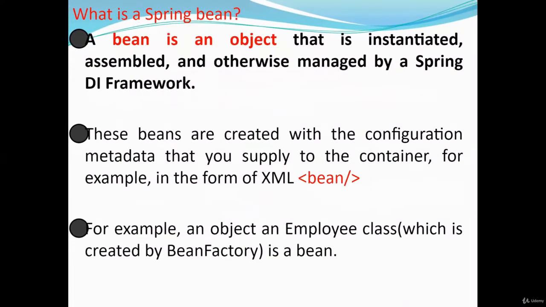So what is a bean? As already said, a bean is an object that is instantiated, assembled, and managed by the Spring DI framework. All the beans are registered in the XML file in the application, and we use a bean XML tag to specify each bean's details. Now let us check an example for the same.